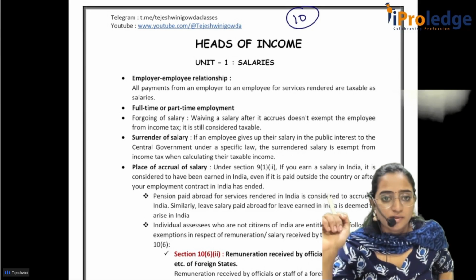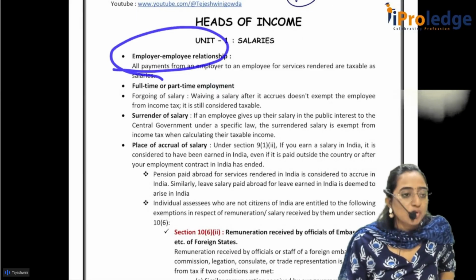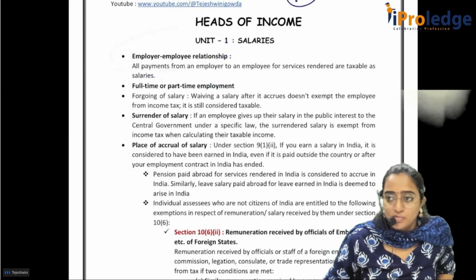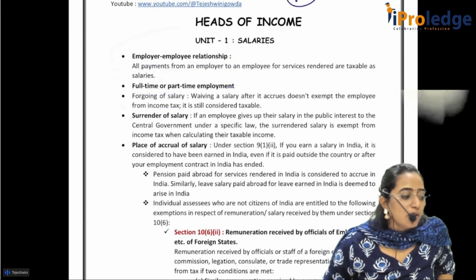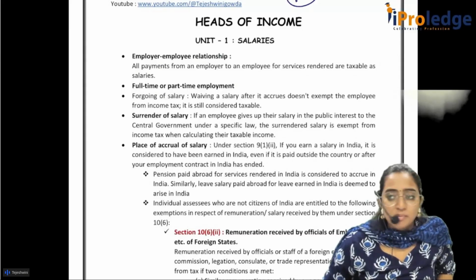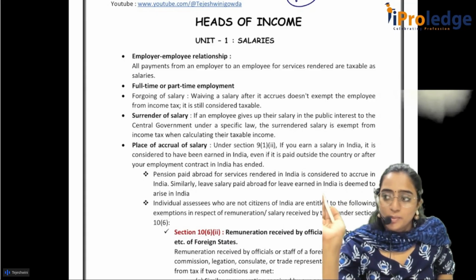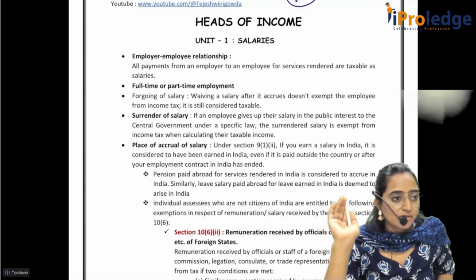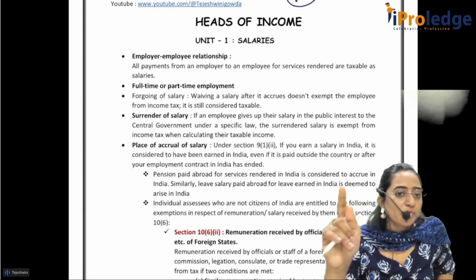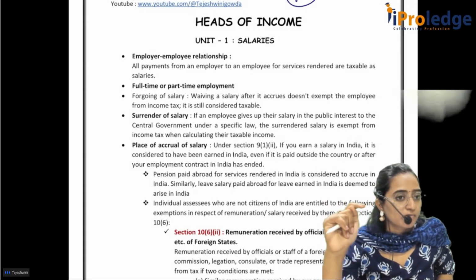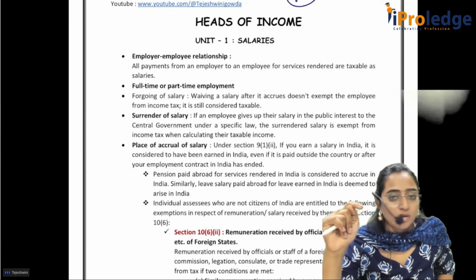Clear, everyone? So now, speaking about taxability, first of all, you should have an employer-employee relationship. Next, it can be full-time or part-time employment. Suppose you are employed part-time in one organization and part-time in the evening in another organization. At both places you are an employee only. Wherever the concept of employee comes, that will be taxable. Clear, everyone?